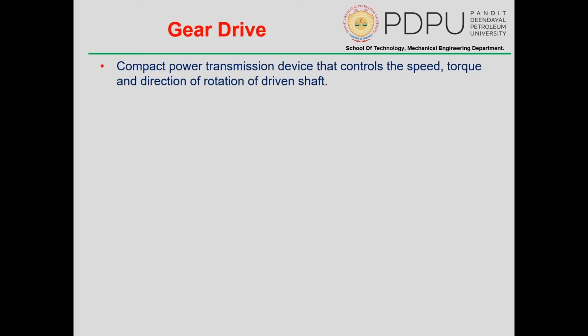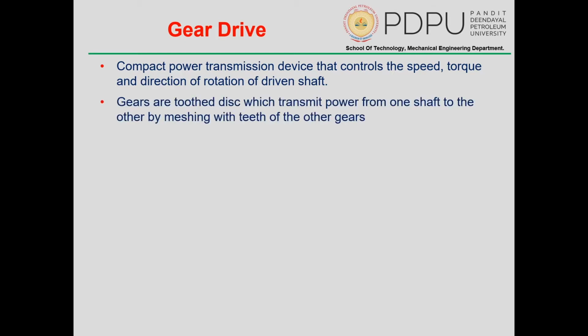So basically, gear drives are compact power transmission devices that control the speed, torque, and the direction of the rotation of the driven shaft. Gears are nothing but toothed discs which transmit power from one shaft to another by the meshing of the teeth with other gears.